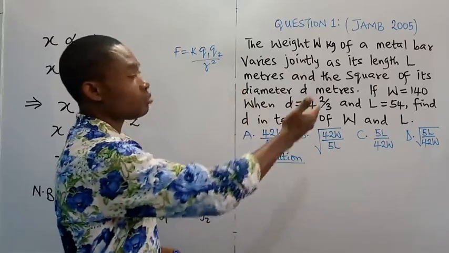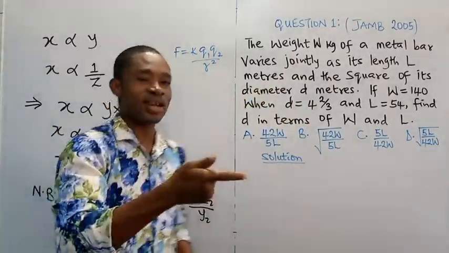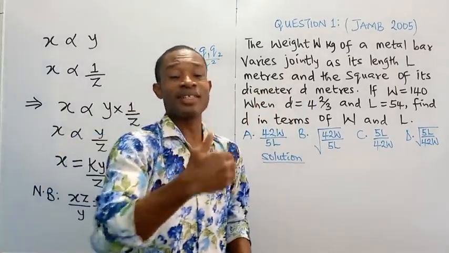W of a metal bar, that's the weight. The question said varies jointly as its length. Varies jointly as its length.